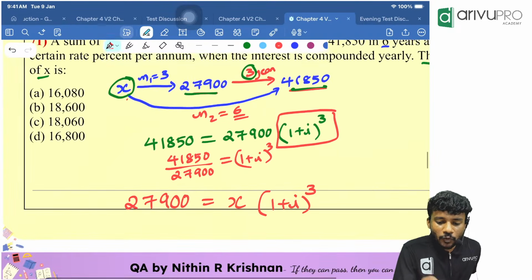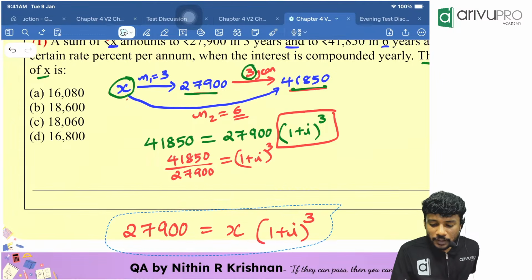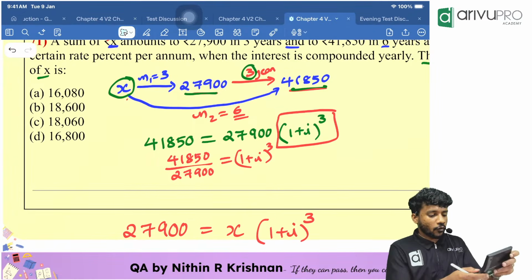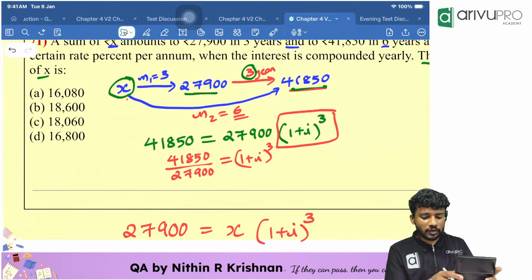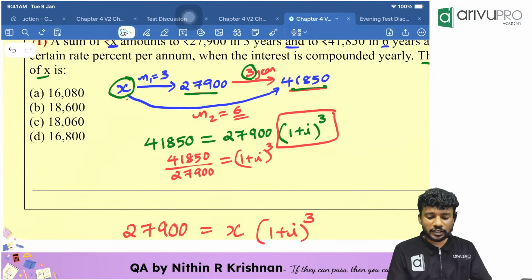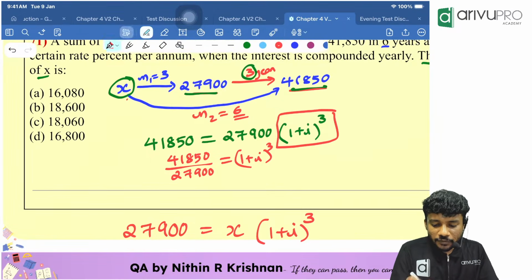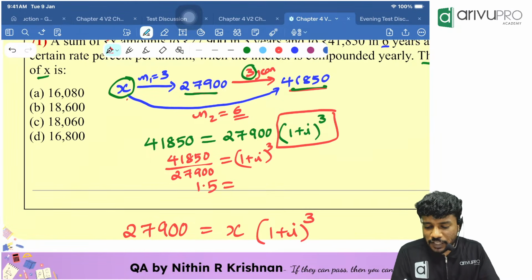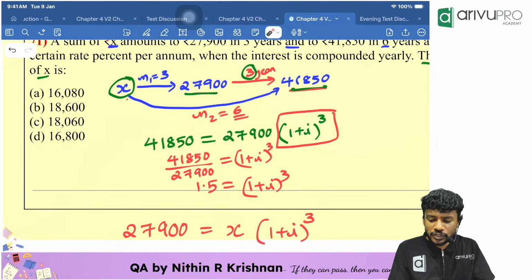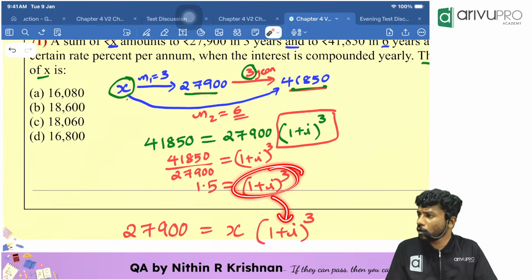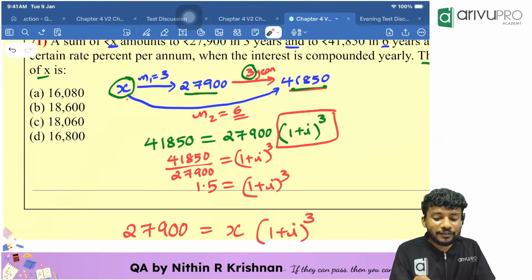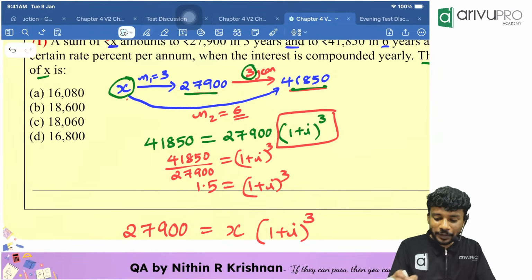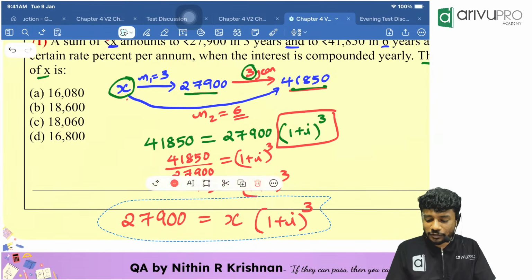Can anyone tell me what is the value of 1 plus I the whole power 3 in the calculator? 41850 divided by 27900, which is nothing but 1.5. So 1.5 is equal to 1 plus I the whole power 3. Now I will ask you a question. Instead of 1 plus I the whole power 3, can I put 1.5? Yes. I will substitute that and I will get my answer. That's how you are going to solve such a question.